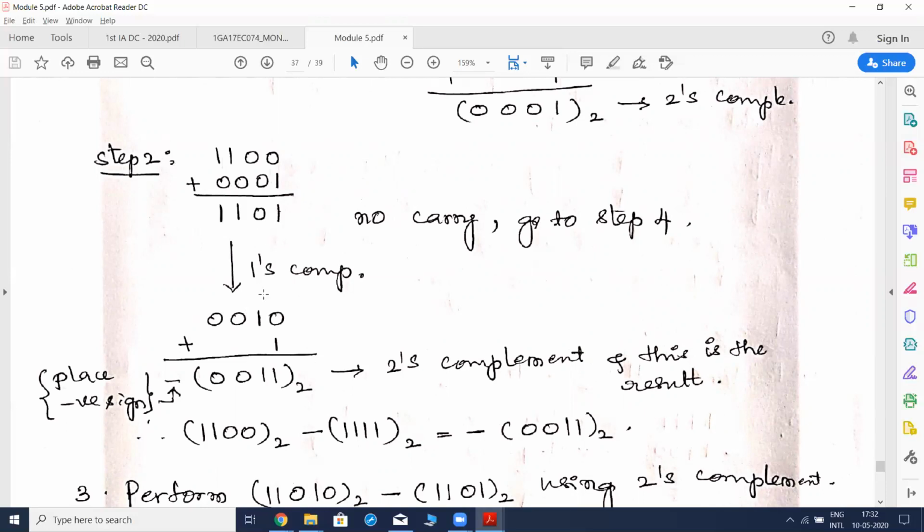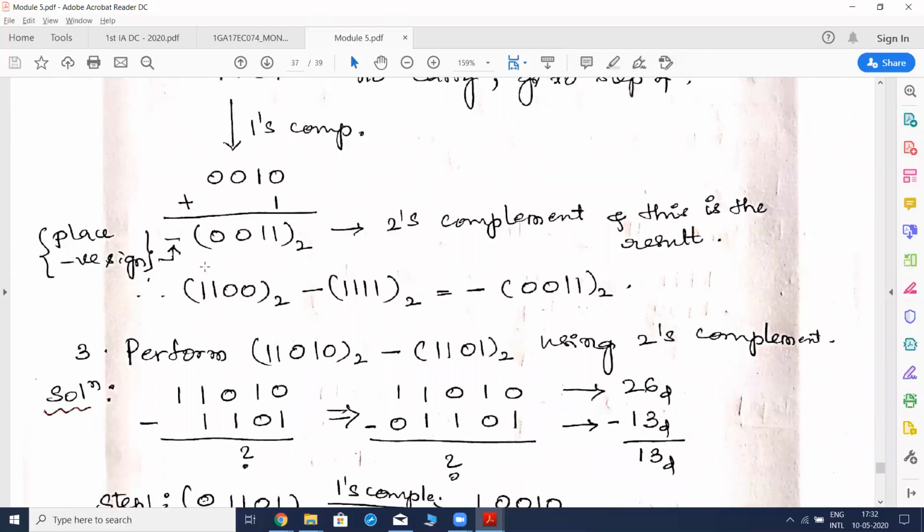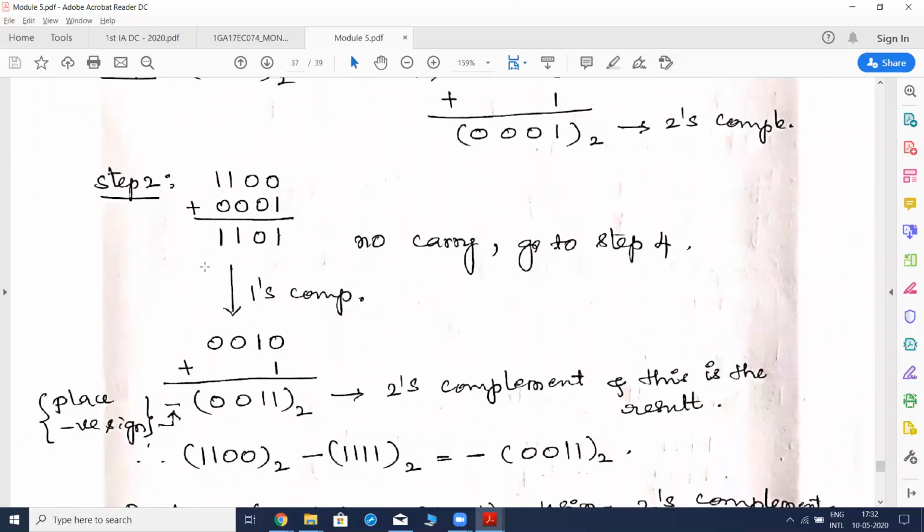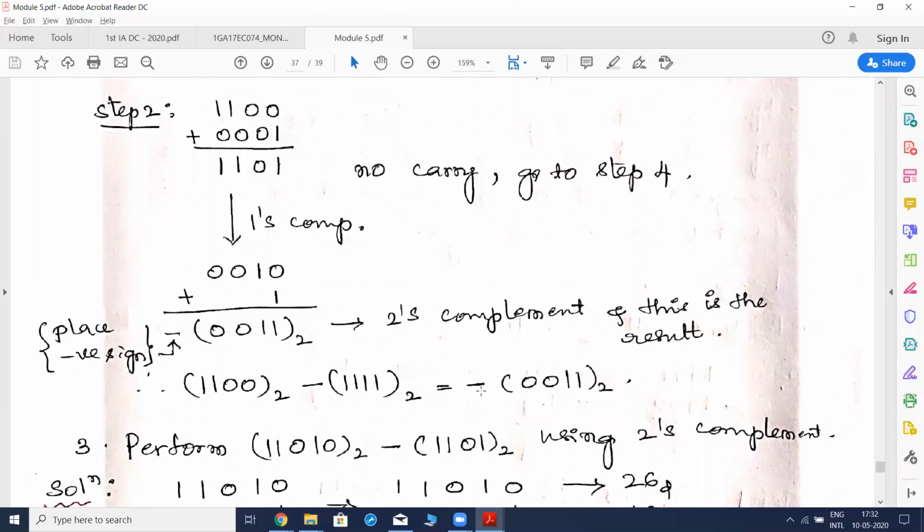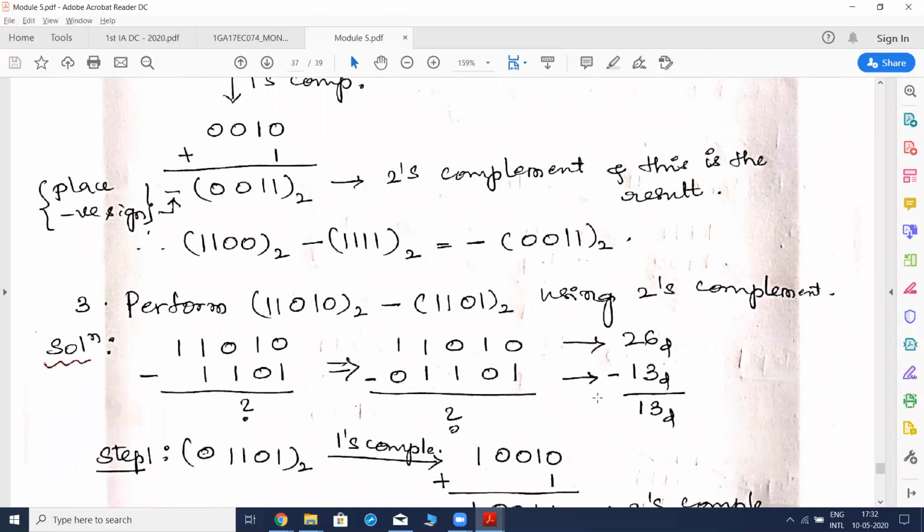That is 0010. And add 1 to it, so that we'll get the 2's complement. Okay, so here it is 0 plus 1, 1. This one directly keep it over here. Here it is 0, 0. And this is the 2's complement of the result that we obtained over here. And we must place a negative sign. Here is a negative sign, so you can see what we got. Here we have written 12D minus 15D is equal to what? This is minus 3. 0011 is 3 decimal. That is how we are performing the 2's complement subtraction.